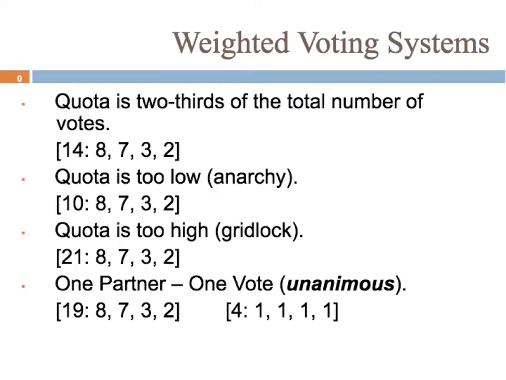Alright, so here's a few examples. The first one is where the quota is 2/3 of the total number of votes. So on the far left we have the number 14 that represents the amount of votes needed to pass a motion. And on the right, in descending order, we have the weights of the players. So 8 plus 7 is 15, plus 3 is 18, plus 2 is 20. 14 out of 20 is not 2/3, so if we just change the 3 to a 4, that would make this total 21. And then we have 14 out of 21, and yeah, that's about 2/3.